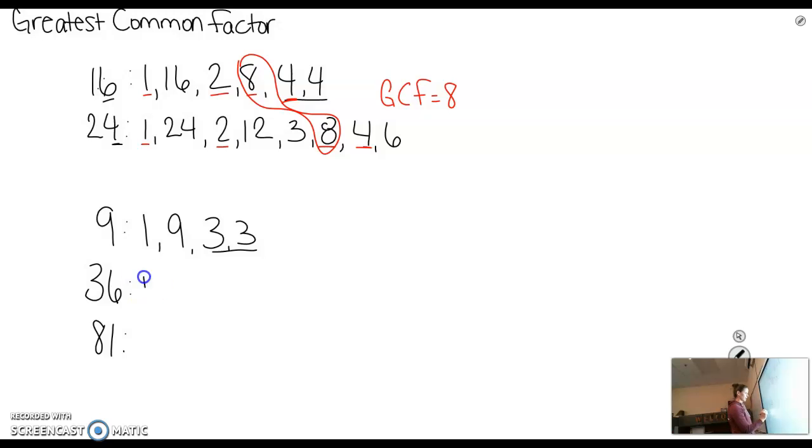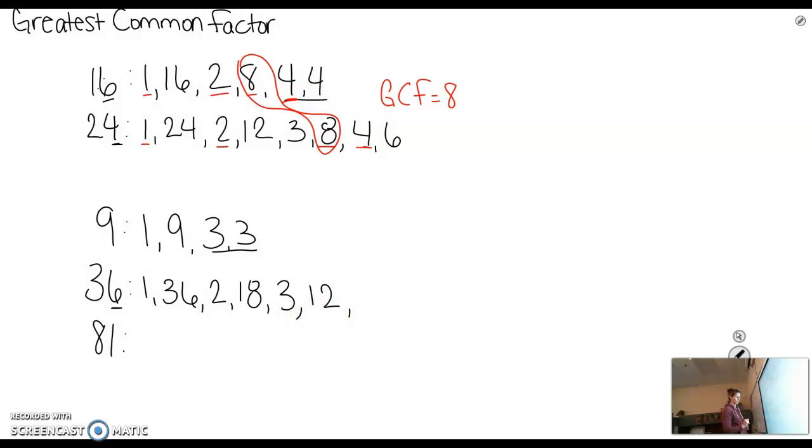So let's look at 36. We have 1 and 36. 6 is divisible by 2, so 36 is divisible by 2. I believe it's 2 and 18. What about 3? 3 plus 6 for 36 is 9, which is divisible by 3. So that means 3 goes in 12 times.